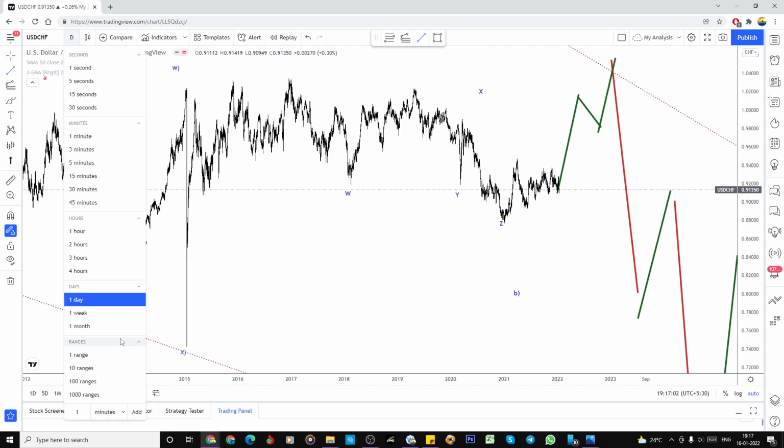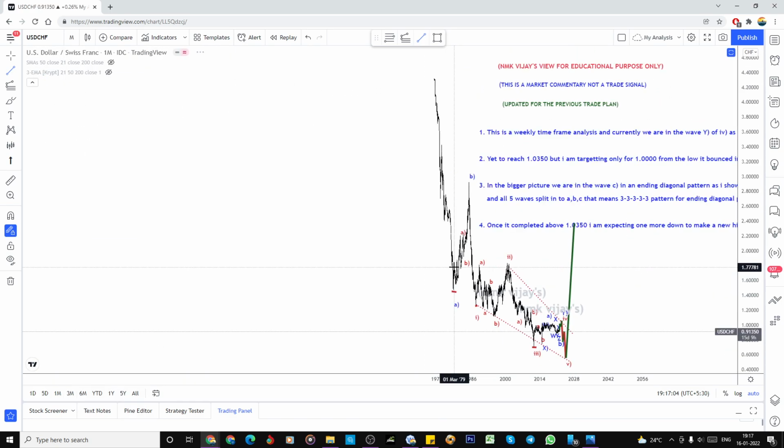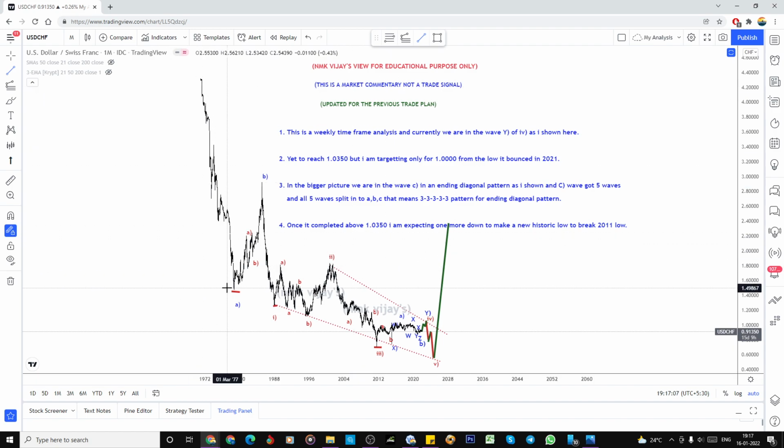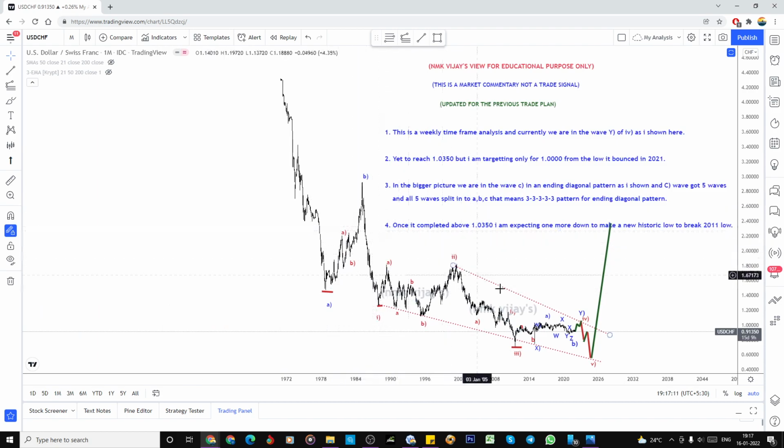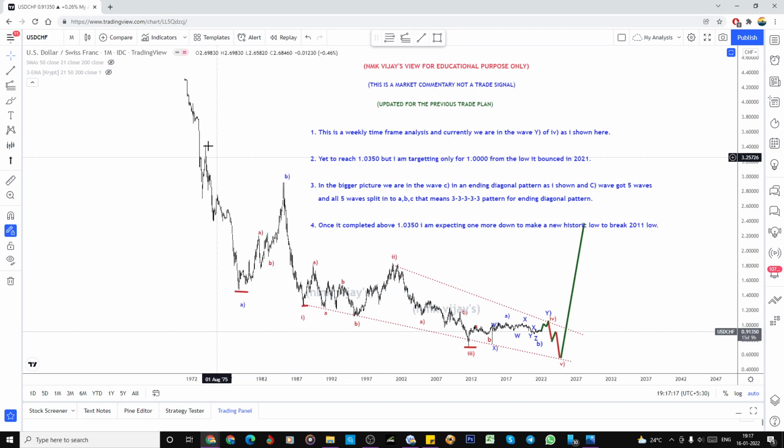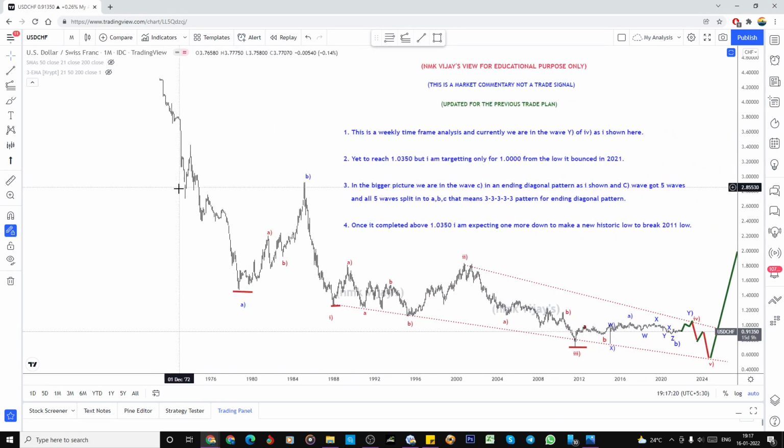So the same is the monthly chart. This is the A and this is the B, and we are in that C wave. It is looking like that ending diagonal pattern. See, once this is the ABC, I don't know how, this is ABC and again ABC.